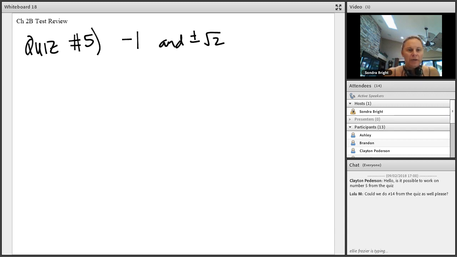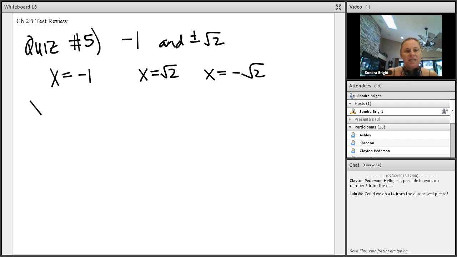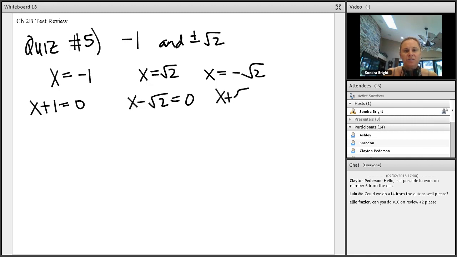And so what you do is you set, for these to be solutions, x equal to -1, x equal to positive rad2, and x equal to negative rad2. And then what you would do is set each of these equal to 0. So adding 1 will give you x plus 1 equals 0, and then x minus rad2 equals 0, and x plus rad2 equals 0.